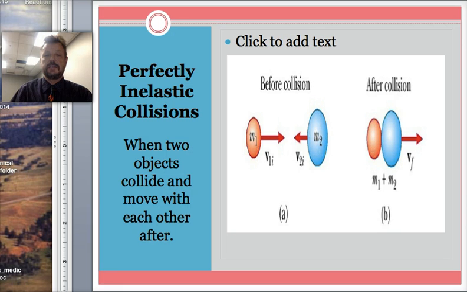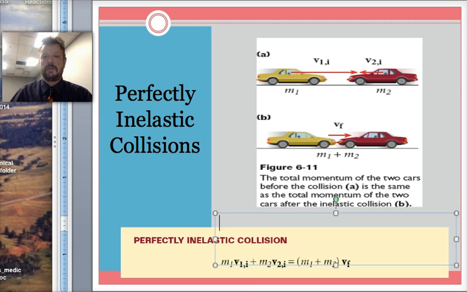In perfectly inelastic collisions, when two objects collide and they move together, they do not separate. The equation is mass 1 times velocity 1 plus mass 2 times velocity 2 initially, and then you add the two masses and you get a final velocity.